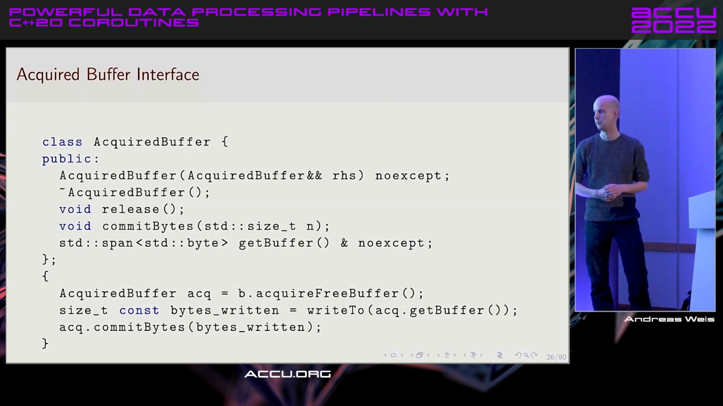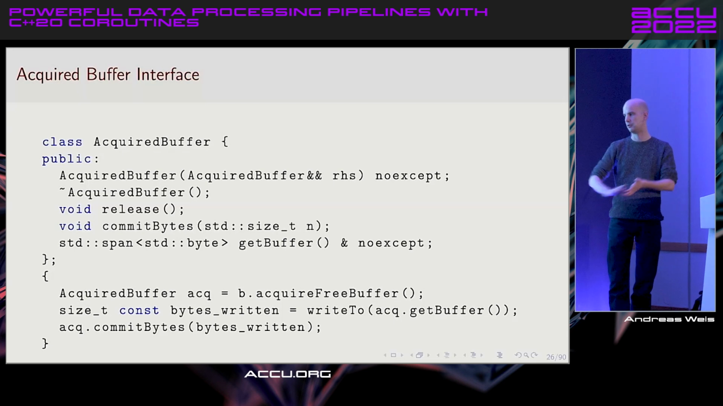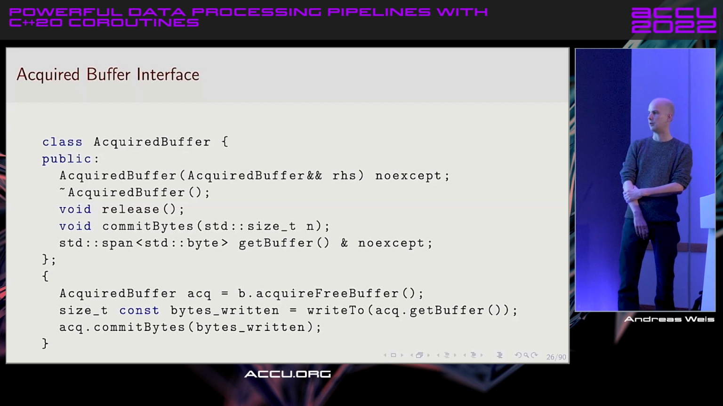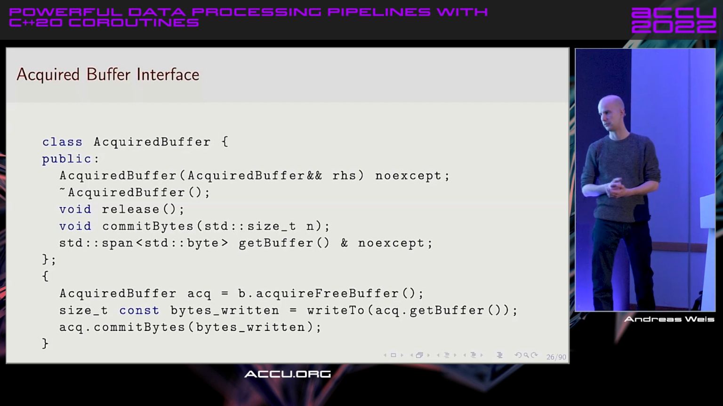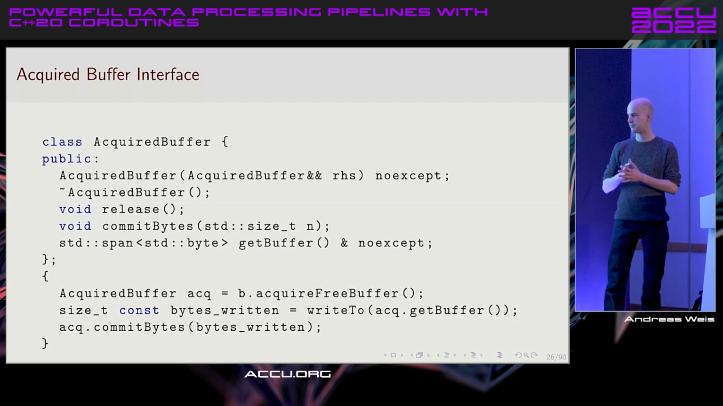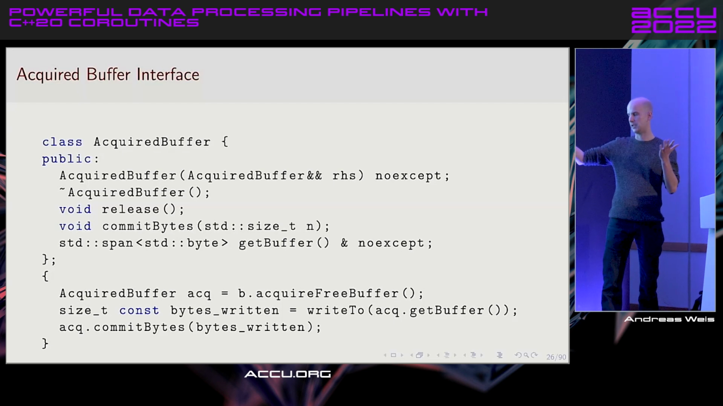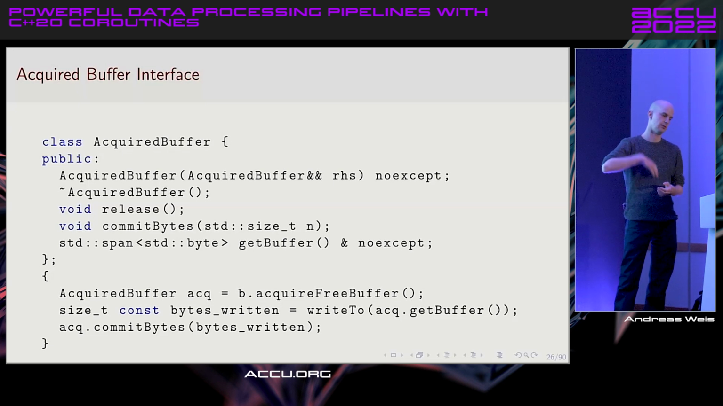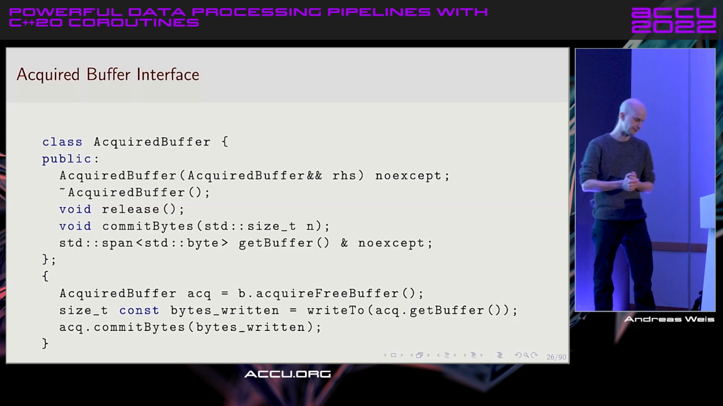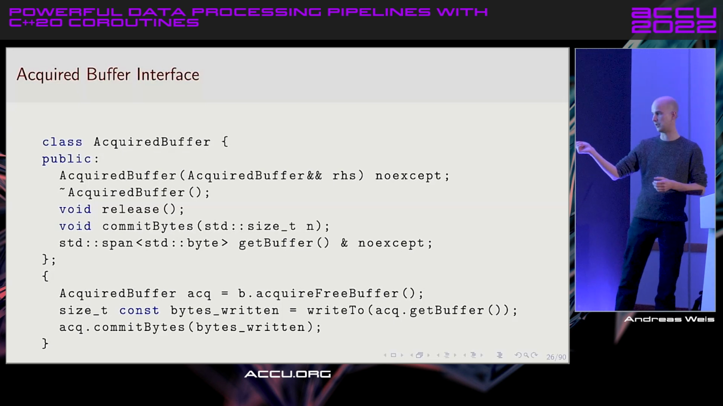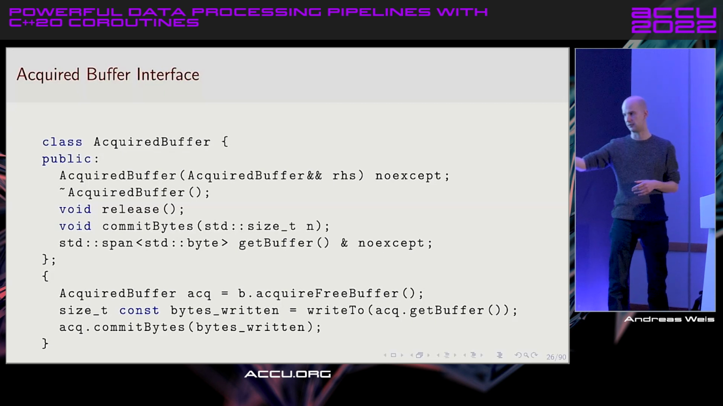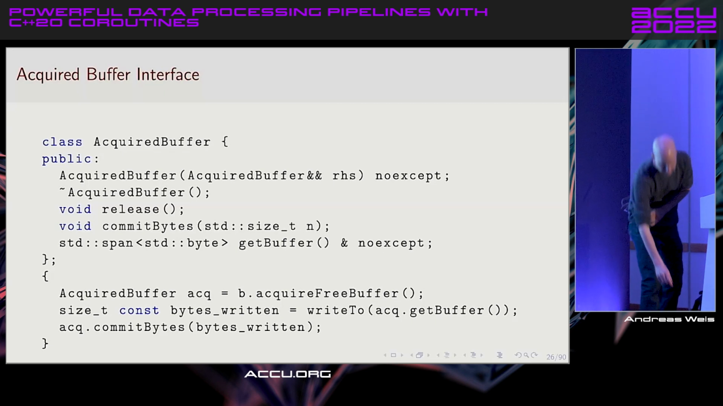And this is how this is going to be used. So I just call one of the acquire buffer functions. It gives me back this guard object. I can call get buffer then to get access to the span. And then I can write some data to it, for example, and then in the end I commit. So then when the consumer eventually acquires the filled buffer, it will get the span of the correct size, the number of bytes that I've written into it.